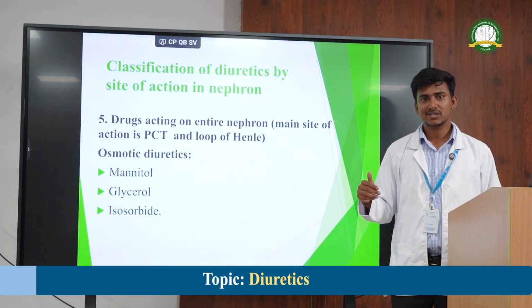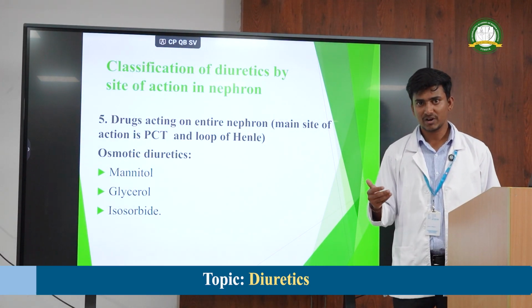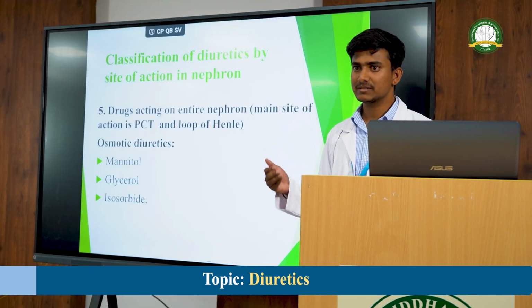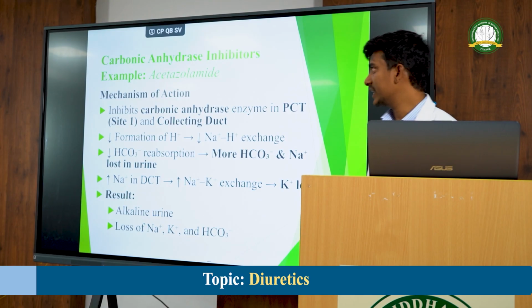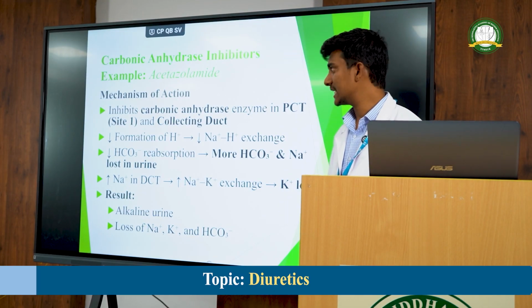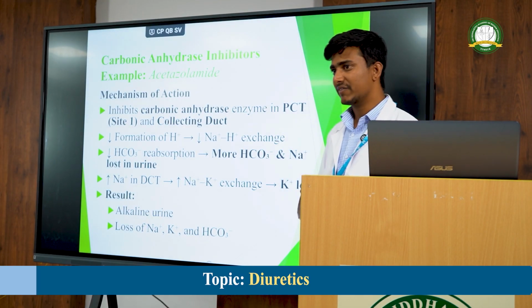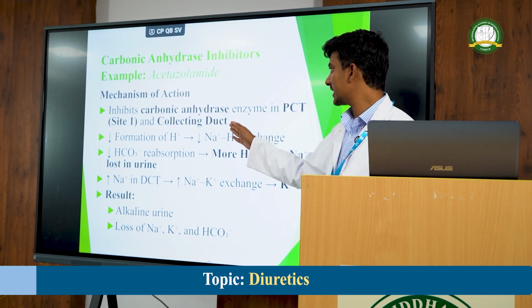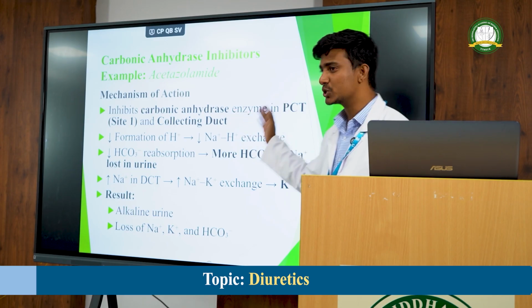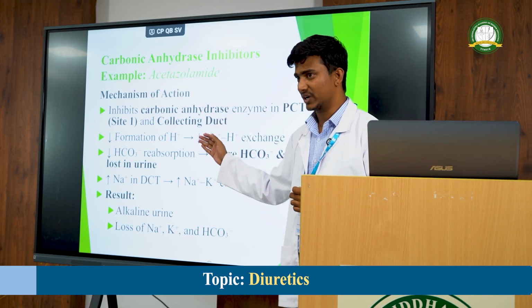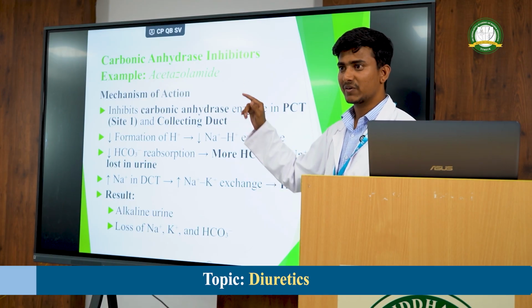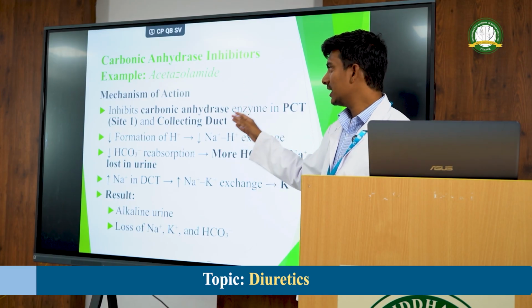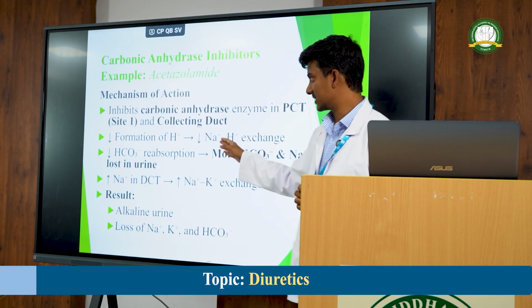Next, we will discuss one by one class with their mechanism of action, adverse effects, and their indications. First, carbonic anhydrase inhibitors. Example is acetazolamide. Its main mechanism of action is that it inhibits the carbonic anhydrase enzyme in the proximal convoluted tubules at site 1. Site 1 is called the proximal convoluted tubules, and it also acts on collecting ducts.